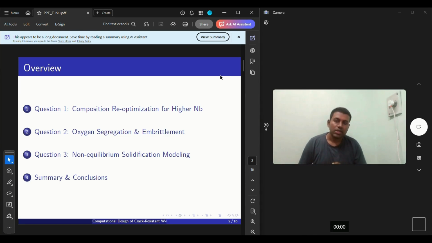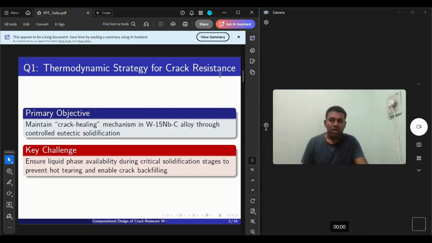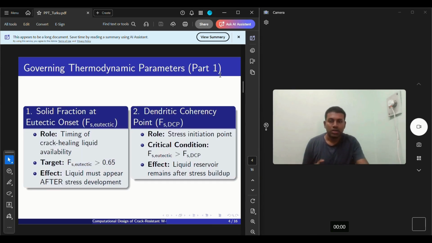The first part is the optimization of the composition for the higher niobium content, the second part is the oxygen segregation and embrittlement, the third part is the non-equilibrium solidification modeling, and the last part is the conclusion and summary. To begin with, the main objective of this paper is to maintain the crack healing mechanism for the higher niobium content and to ensure liquid phase availability at the later stages, to enable crack backfilling and to prevent any sort of hot tears during the terminal stage of solidification.